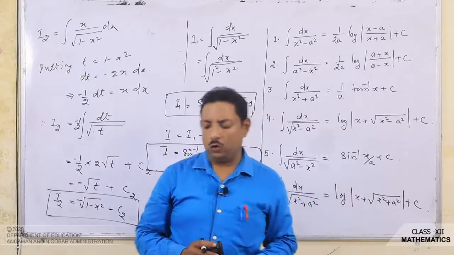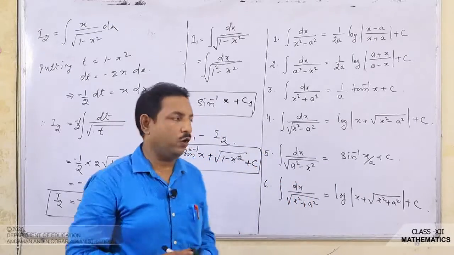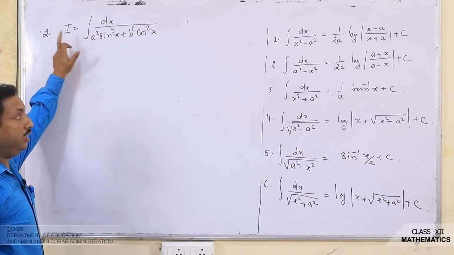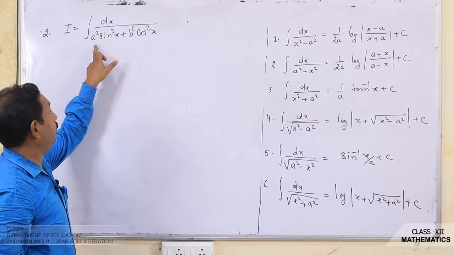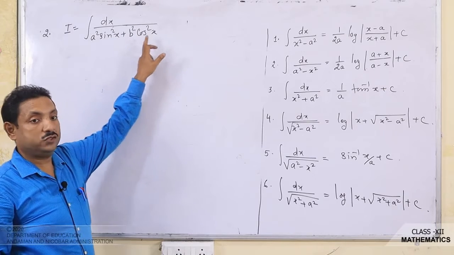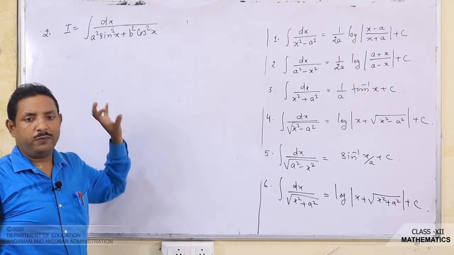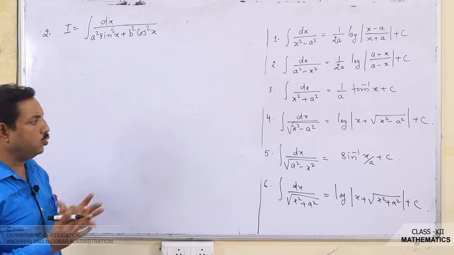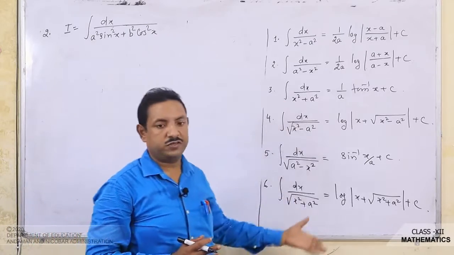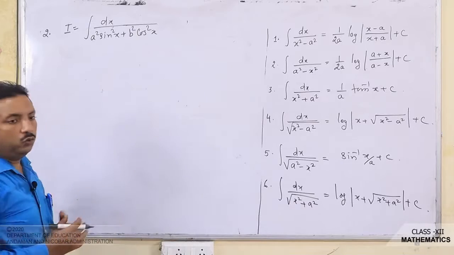I show you one more. Let's take one more question. Now look at this question. We have I equal to integration of dx upon a square sin square x plus b square cos square x. First we have to simplify it, and we want to bring it into some form like one of these 6 forms. So what to do?